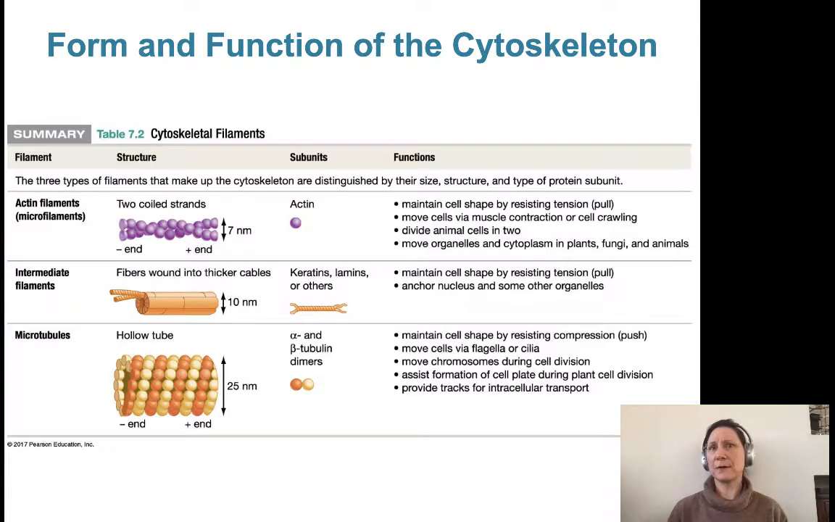These are the structures that you find in the cilia and flagella of many animal cells, but we're not talking about those right now. They help to move chromosomes during cell division, and they provide tracks for intracellular transport. So you're going to see all three of these cytoskeletal elements in our discussion.